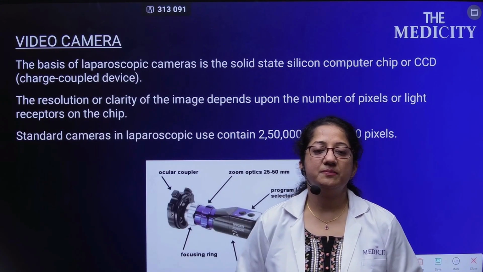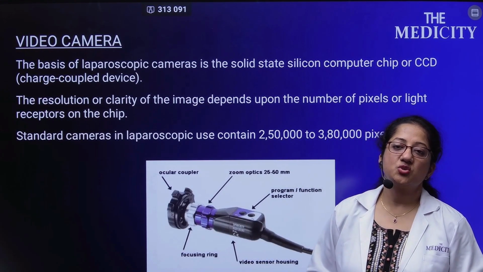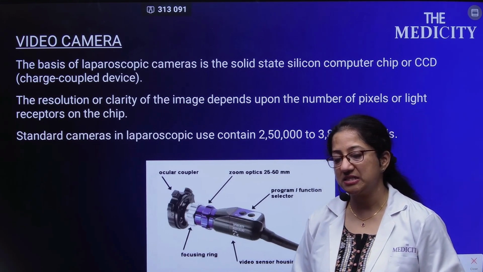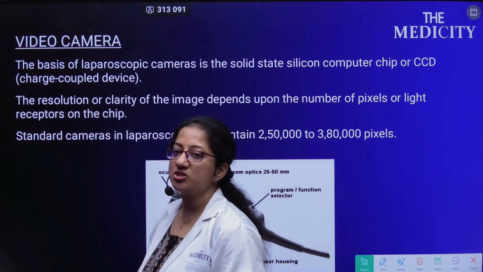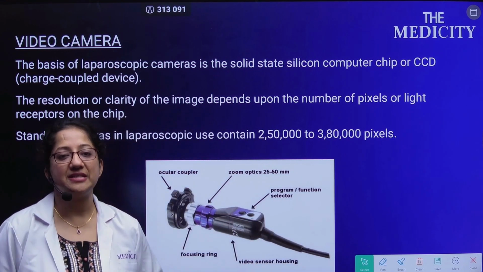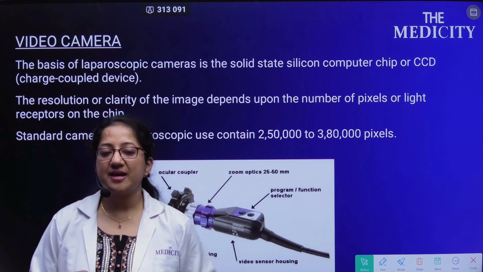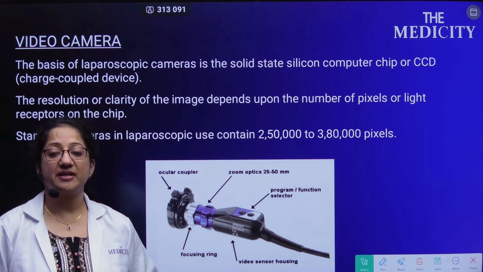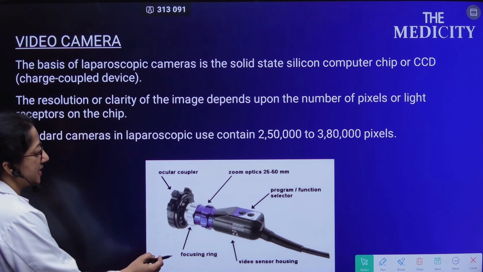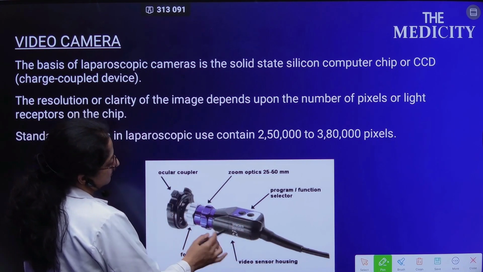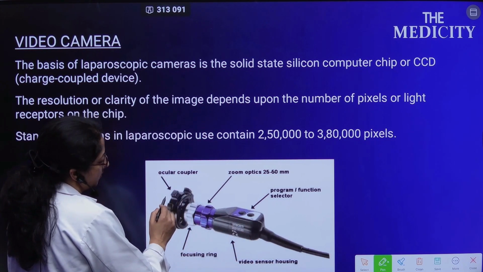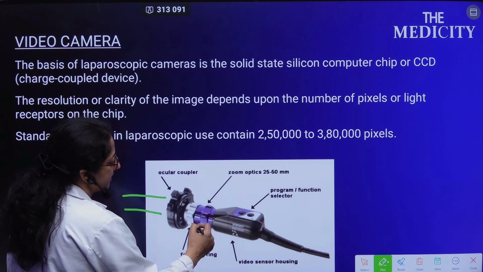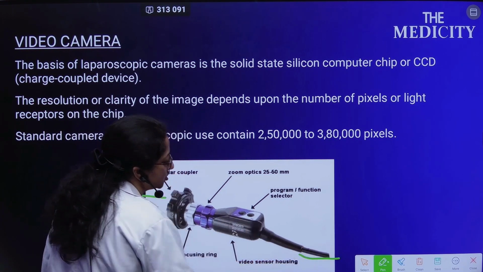Video camera, the basis of the laparoscopic camera is a solid state silicon computer chip or a CCD, charge coupled device. The resolution or clarity of the image depends upon the number of pixels and the light receptors on the chip. Standard camera in the laparoscopic procedures is 2,50,000 to 3,80,000 pixels. So this camera which we use is basically, this part is the one which is attached to the scope which goes in the abdomen. This is the camera which from here is attached to the monitor.